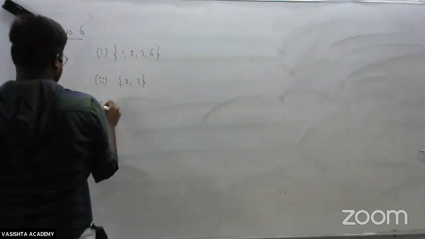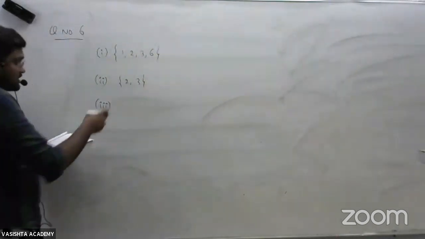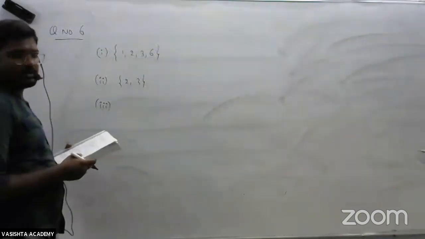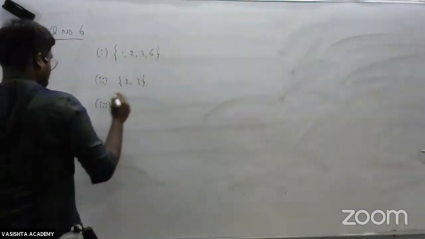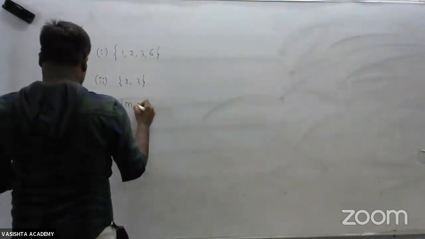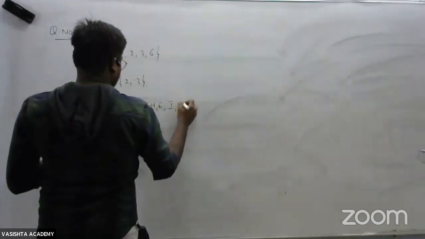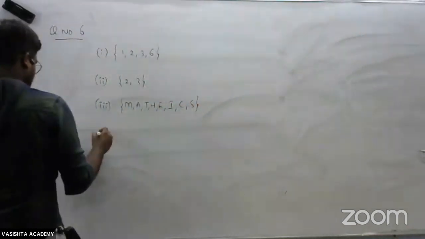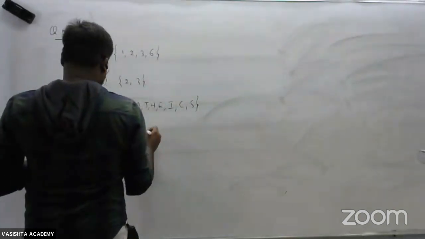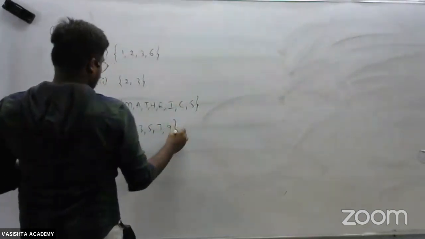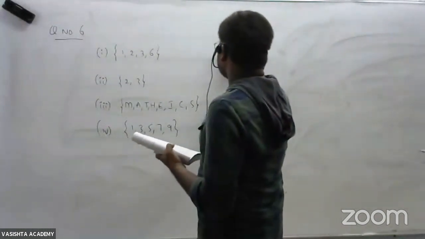Second one, set 2, 3. Actually, on the left side, he has given the sets in roster form. Okay. On the right side, he gave the sets in set builder form. Mathematics. 1, 3, 5, 7, 9. This is like column 1. Now column 2. A.